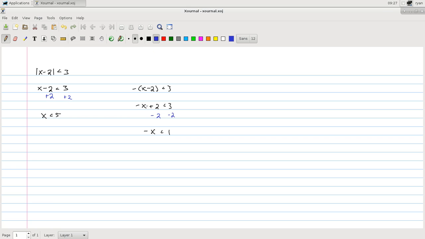Now, we're going to multiply both sides of this inequality by negative 1. Anytime you multiply or divide by a negative, the inequality has to switch direction. So this becomes x is greater than negative 1.